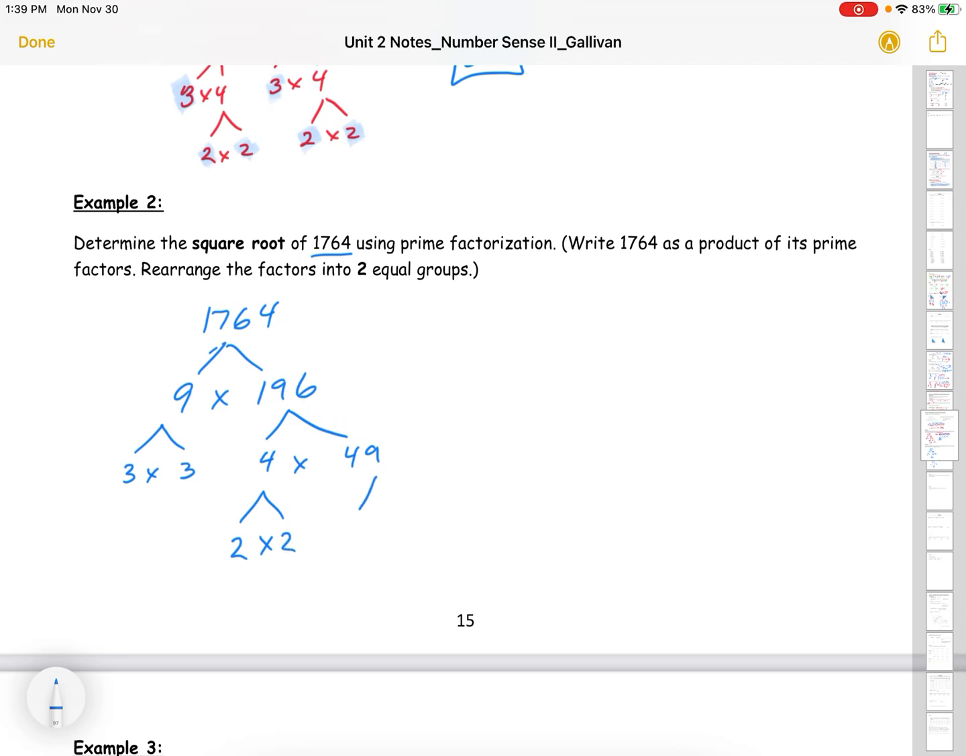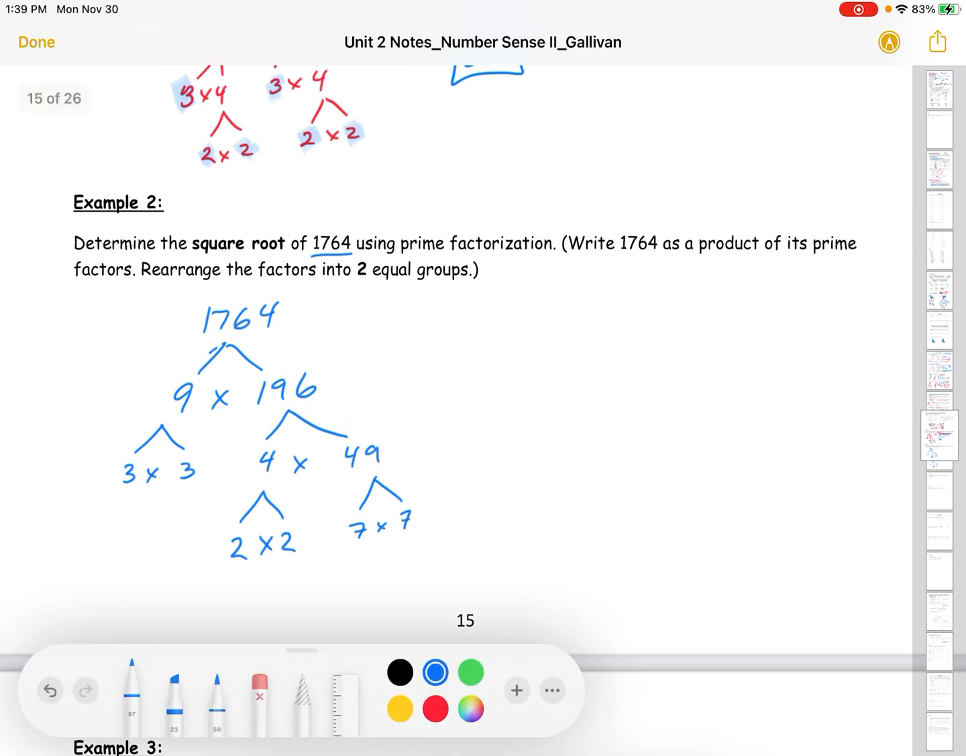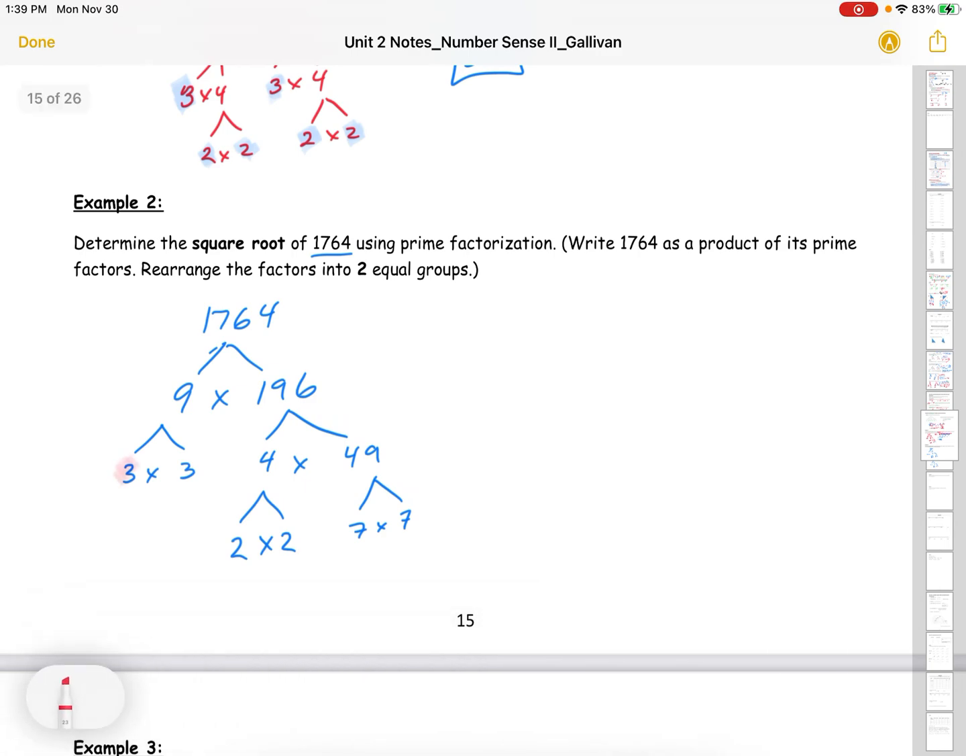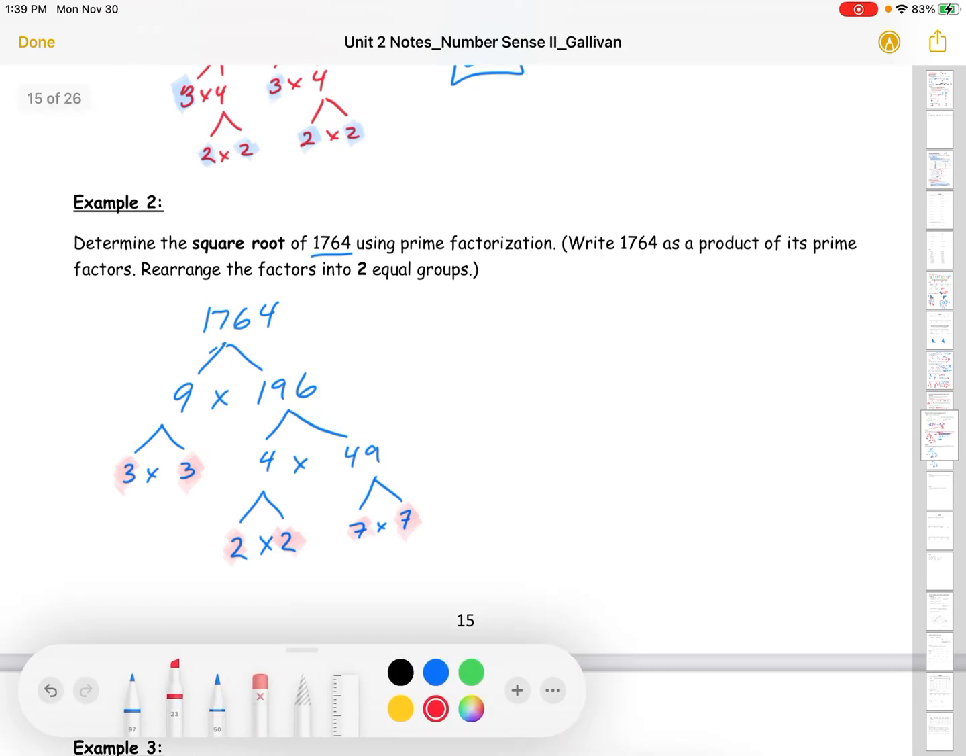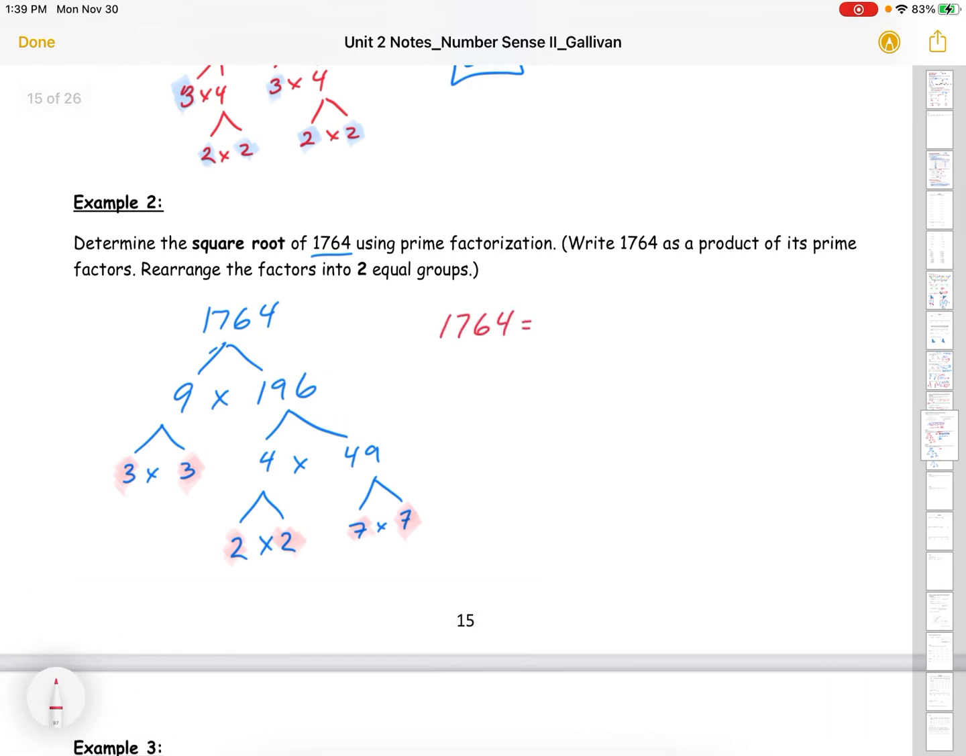So 4 is 2 times 2, and 49 is my favorite multiplication, and I don't know why, but it always has been. 7 times 7. Okay? So we highlight our primes. 3, 3, 2, 2, 7, 7. It's kind of neat. It just happened that it is in prime number pairs right now. So 1764 is equal to, in order, 2 times 2 times 3 times 3 times 7 times 7.